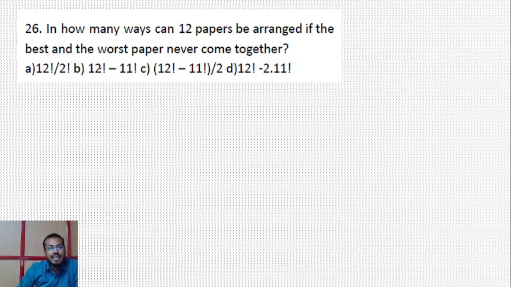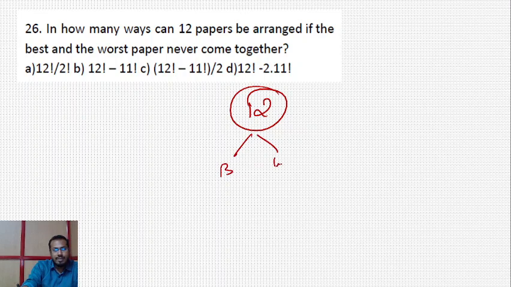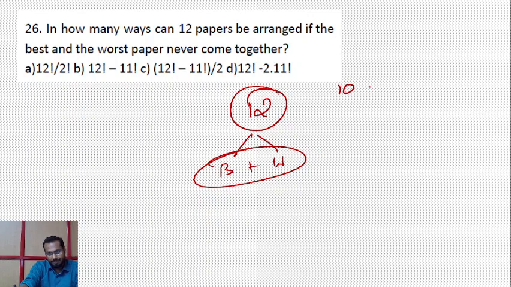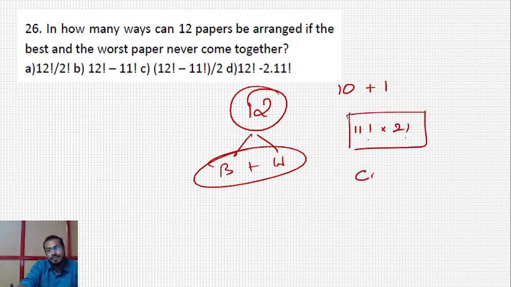In how many ways can 12 papers be arranged if the best and the worst paper never come together? Totally there are 12 papers. One paper is the best paper and one is the worst. It should never come together, so first find what it is if they come together. So 10 papers plus these two will become 1, so 11 papers, 11 factorial. Out of this, we had 2, so 2 factorial. This is for both coming together.